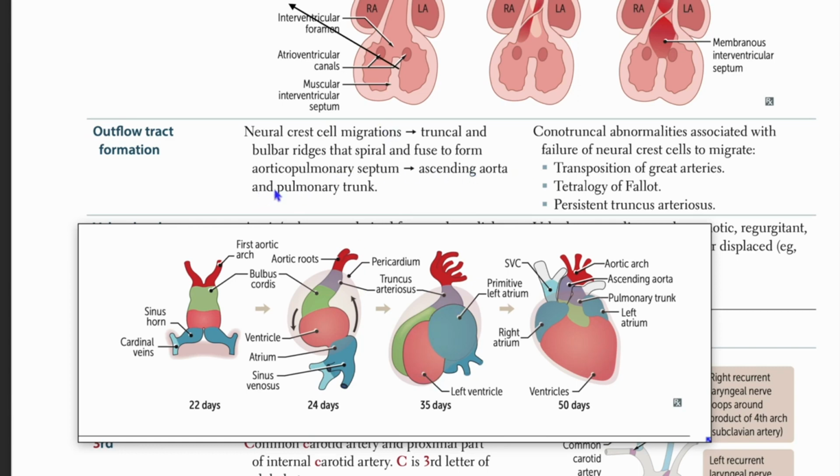Ascending aorta and pulmonary trunk. So you have, this is the truncus arteriosus. So that's the truncal part, and this part is called the bulbar part. Okay, and then the ridges would be the bulbar ridges. So they spiral and fuse to form the aorticopulmonary septum. It leads to the ascending aorta and pulmonary trunk.